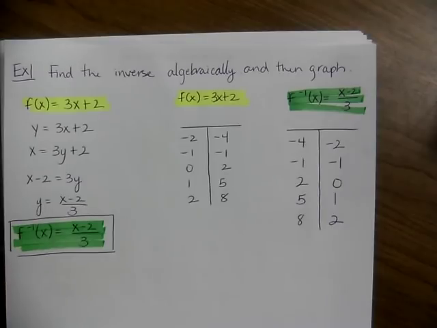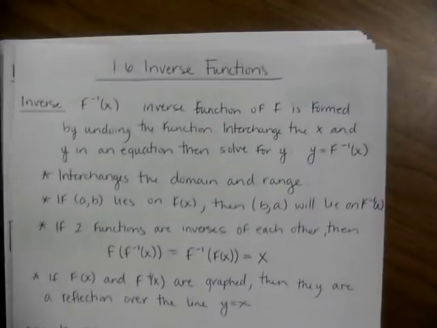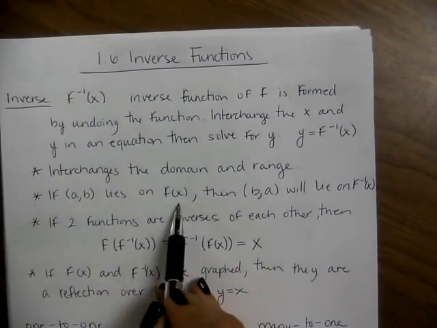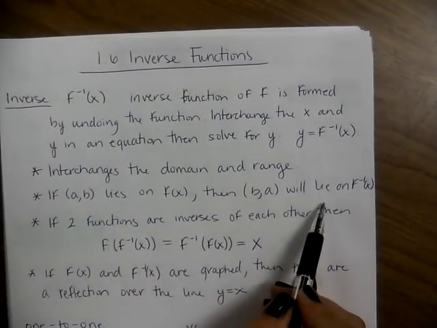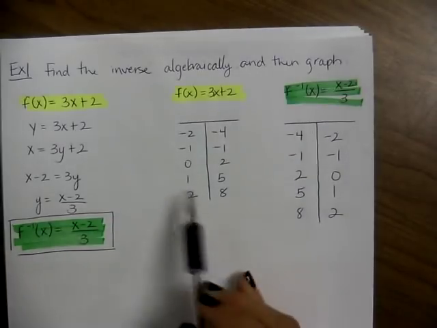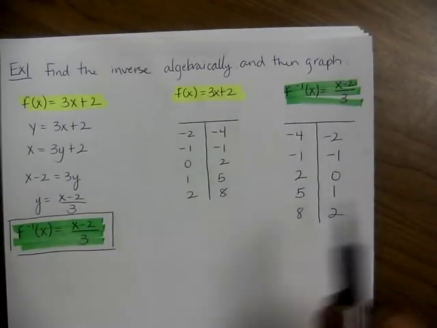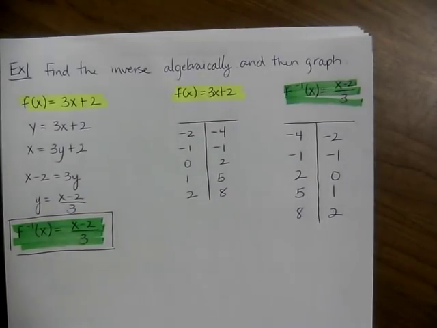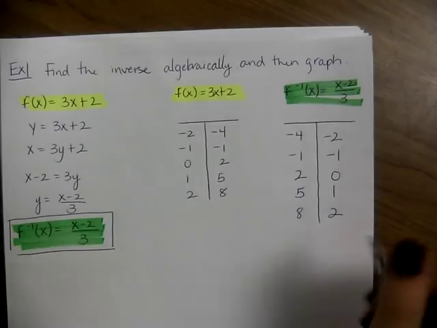What happened? They flipped, right? Because we said that with the inverse, if (a, b) lies on f of x, then (b, a) is going to lie on the inverse. So do you see that once you've made one table, you literally don't make the second one. You just flip everything because you know you found the inverse. That's cool, right? Exactly. Okay.